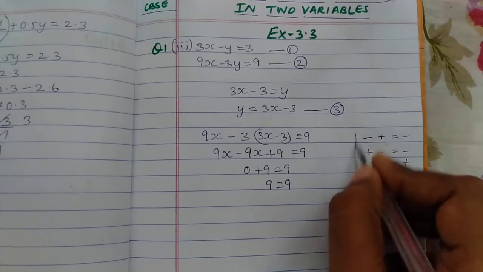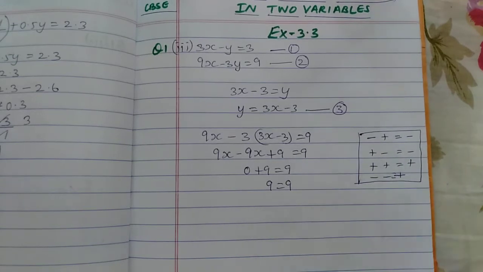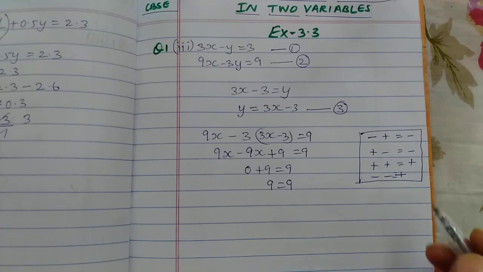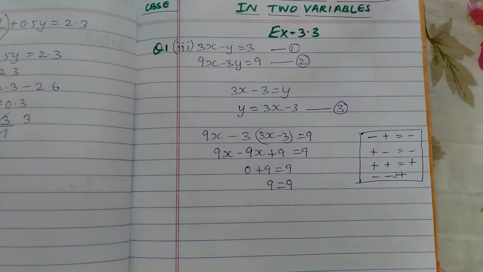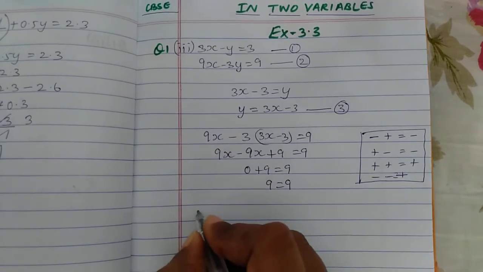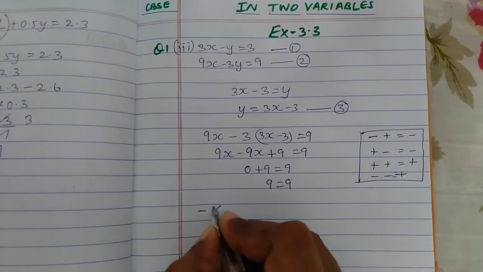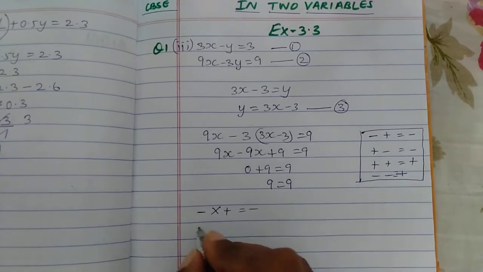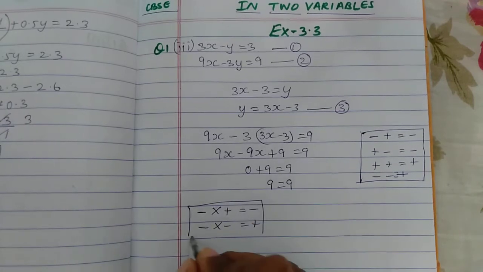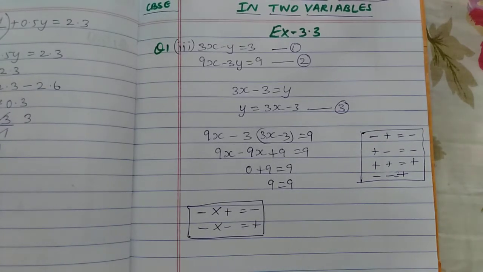Okay, this rule has to be followed only when you are adding or subtracting two numbers. What if you are going to multiply or divide and you have a positive and negative sign in that? You have a different rule for that. See, you have minus into plus will give you minus, and minus into minus will give you plus. This is the rule you have to follow while multiplying or dividing two numbers with signs.